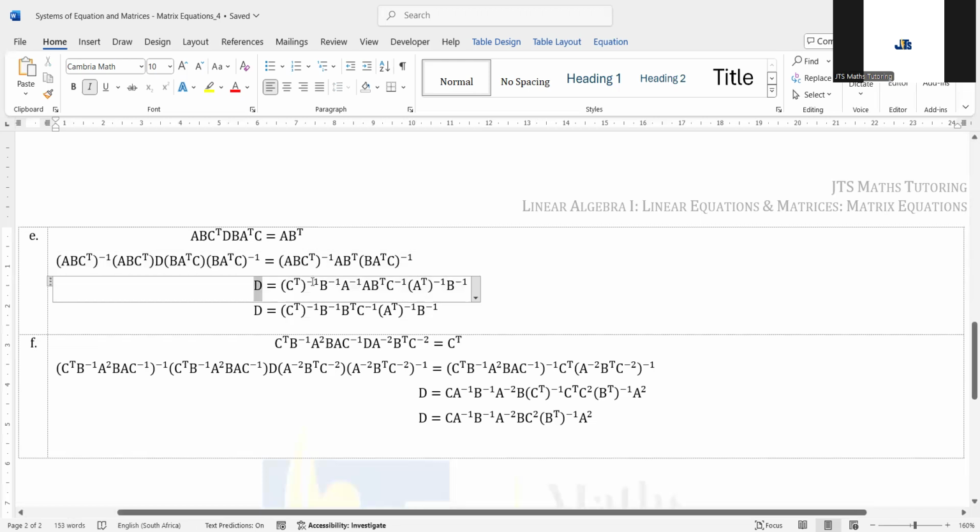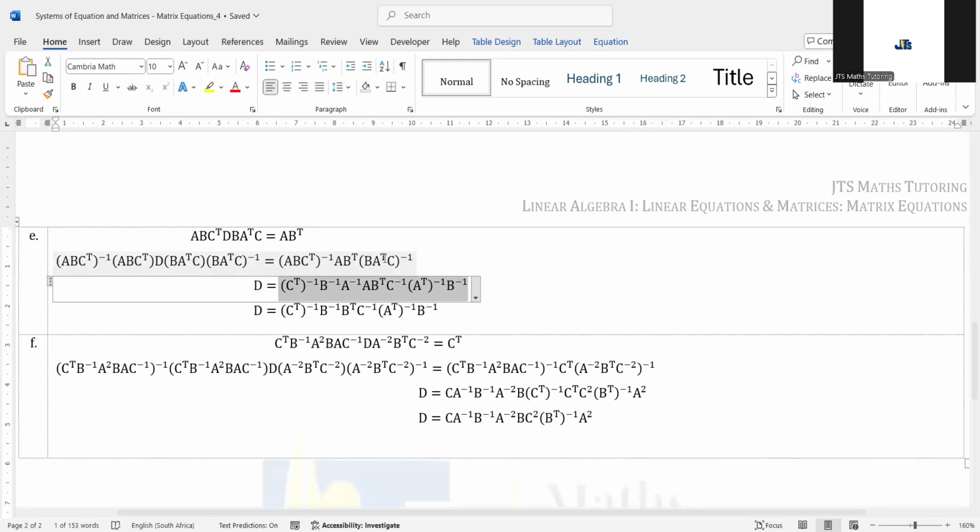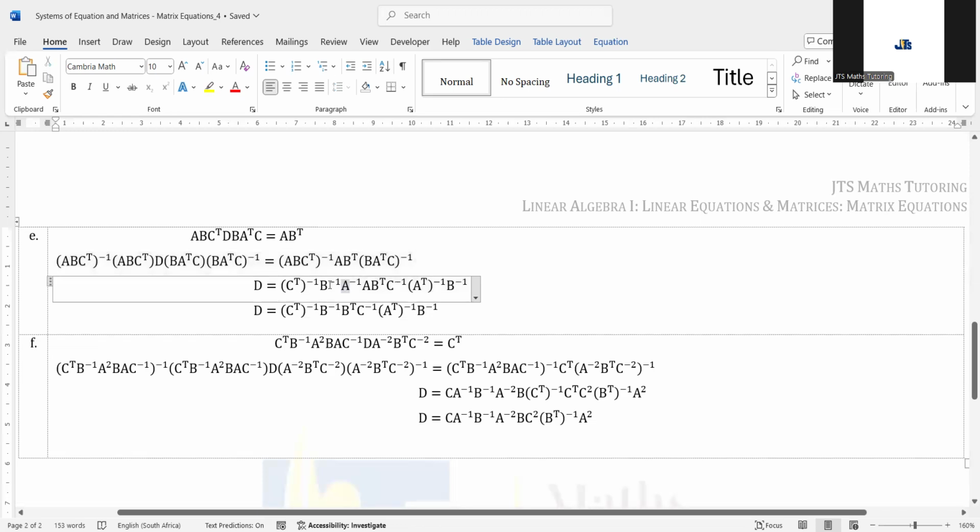Right, now let me concentrate on this right-hand side here. This is a product. So I've taken advantage of that property of matrix inverse, which states that when you are dealing with the inverse of products, it is equal to the individual inverses in reverse order. Awesome stuff. This is what you see right here.